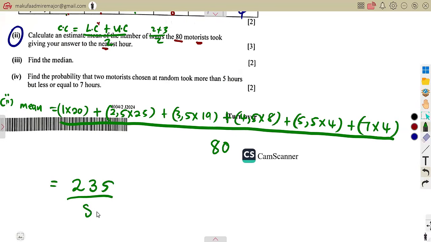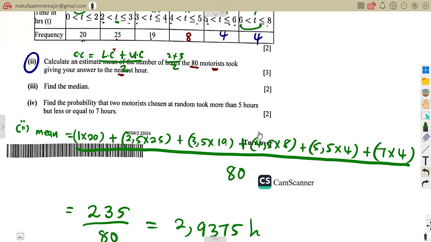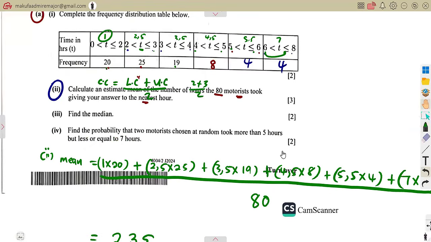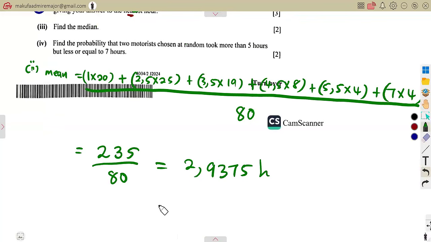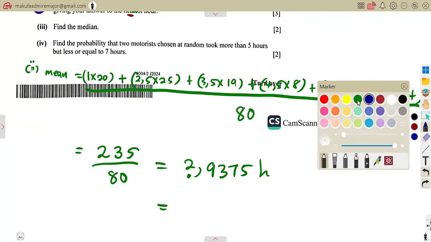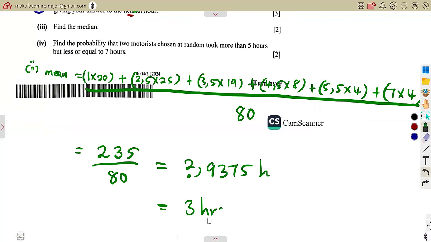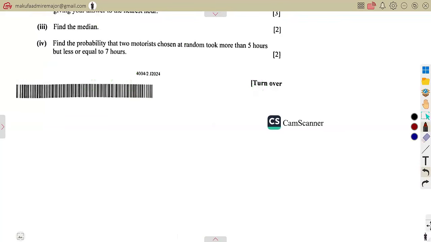235 over 80, which is equal to 2.9375 hours. But you're supposed to give the answer to the nearest hour, the nearest whole number. The 9 is going to change this 2 into a 3. So we have 3 hours to the nearest hour. Remember, a number greater than or equal to 5 changes the next value. So that is our mean value.